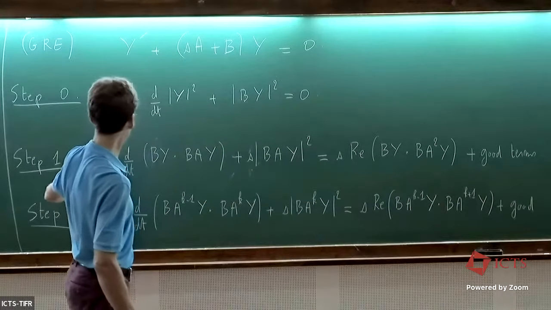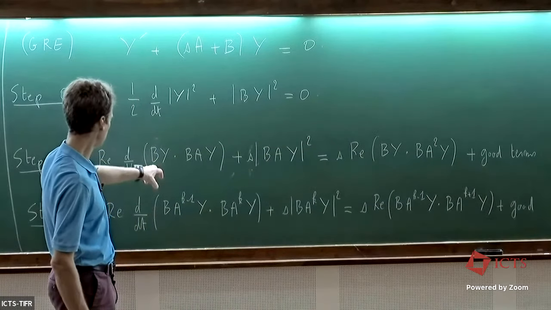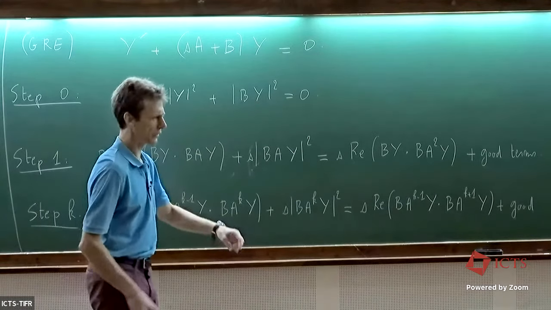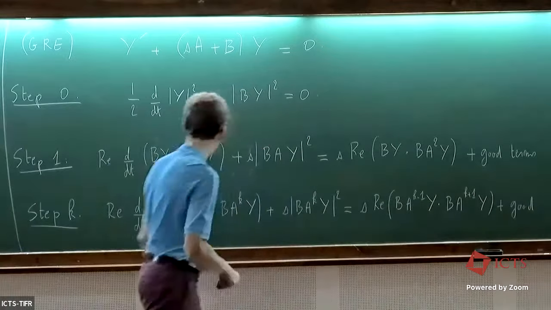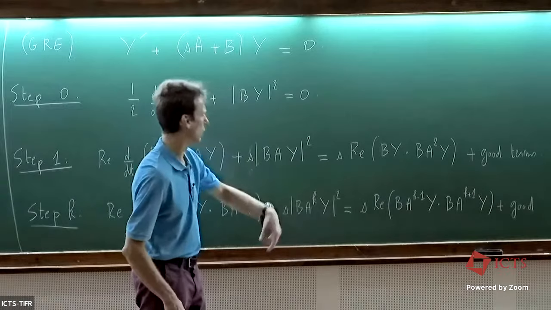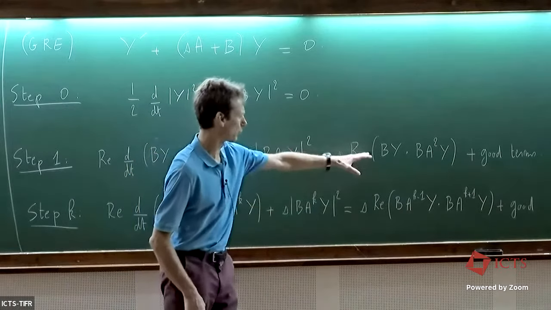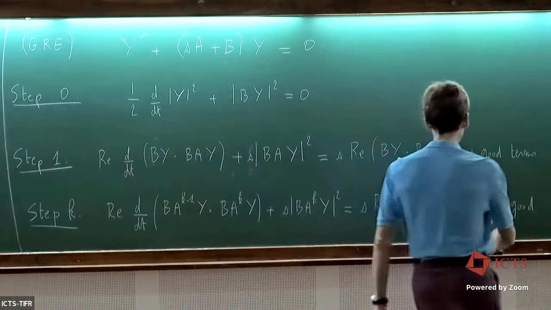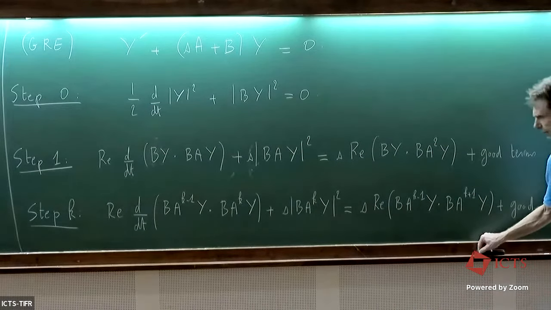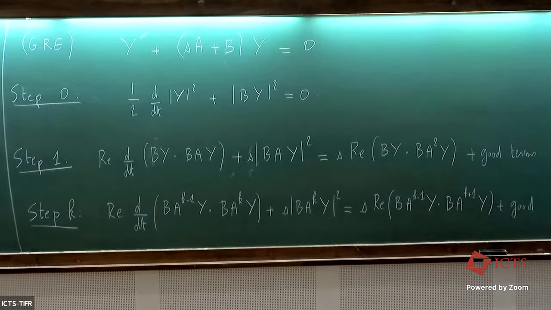So it would be step 2. For step 2, you will consider the combination BAY and BA square Y, and so on. But every time you generate new terms. So at step K, if you look at this combination, you have a positive term that is good because it will allow you to absorb the bad term from the previous step, but you generate a new one, which is bad because you have a K plus 1. So the question is whether you have to do this an infinite number of times or not. The answer is we are saved by the Cayley-Hamilton theorem.